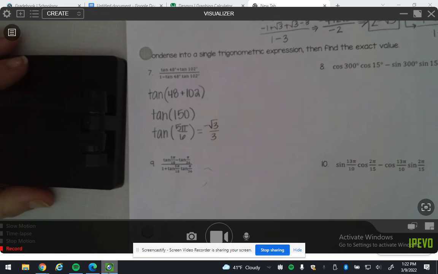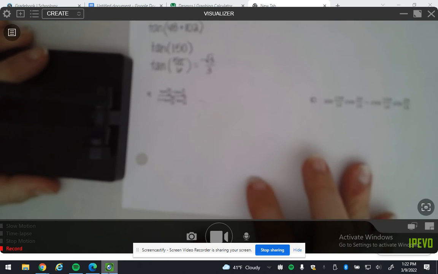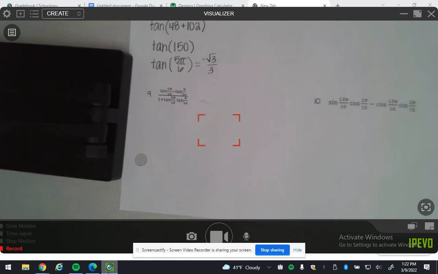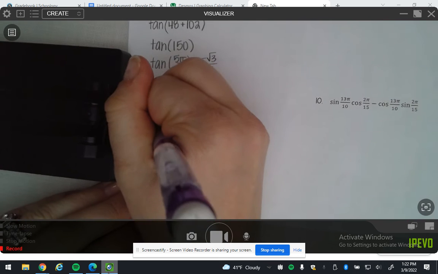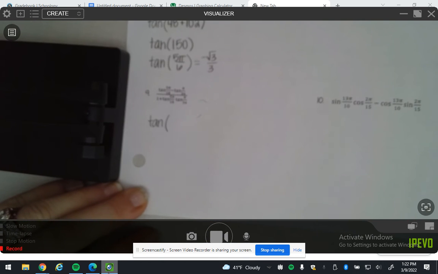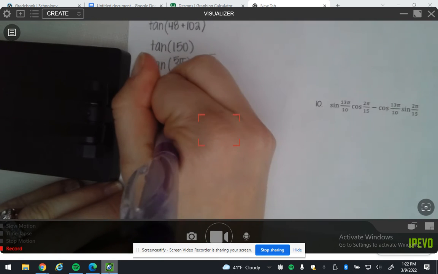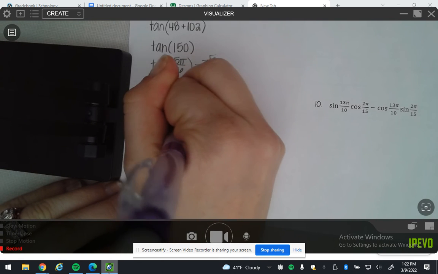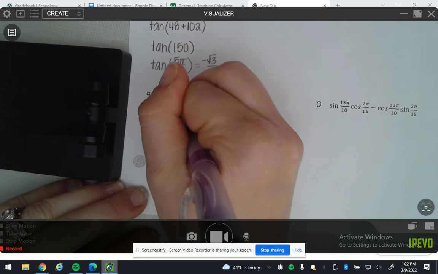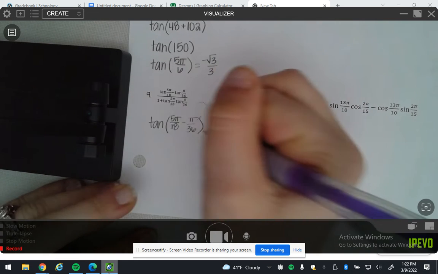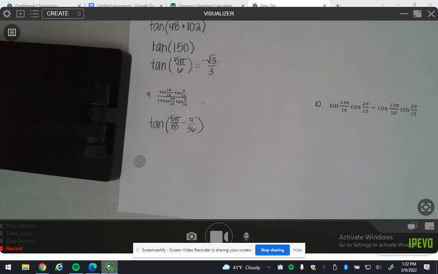Okay. Look at 9. Is it sine, cosine, or tangent? It's clearly tangent, right? Tangent's easy. If it's tangent, it's got to be tangent. Is it sum or difference, though? Look at the numerator. Is it sum or difference? Difference. So this is the tangent of what? 5 pi over 18 minus pi over 36, correct? Well, what do I have to find?